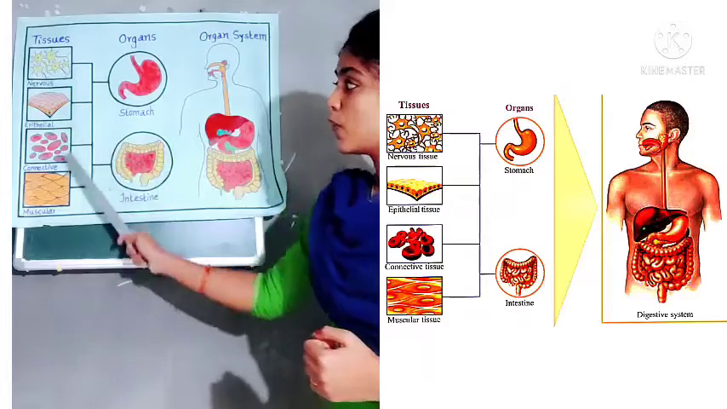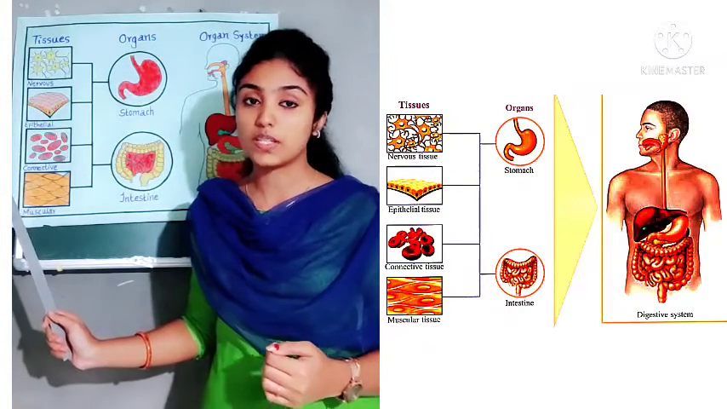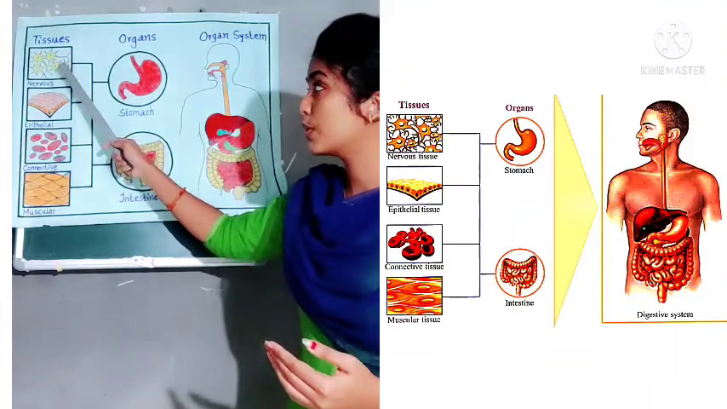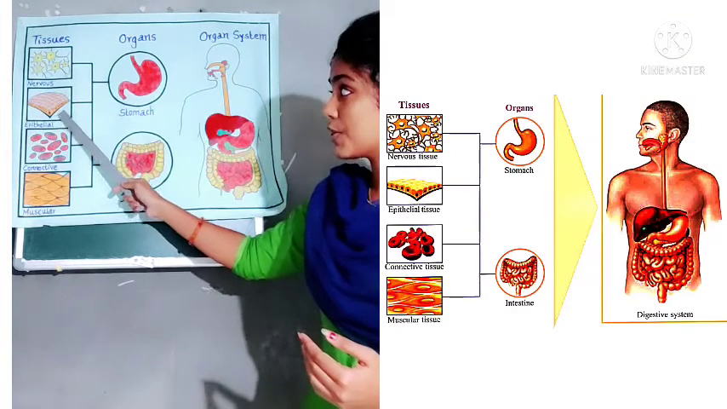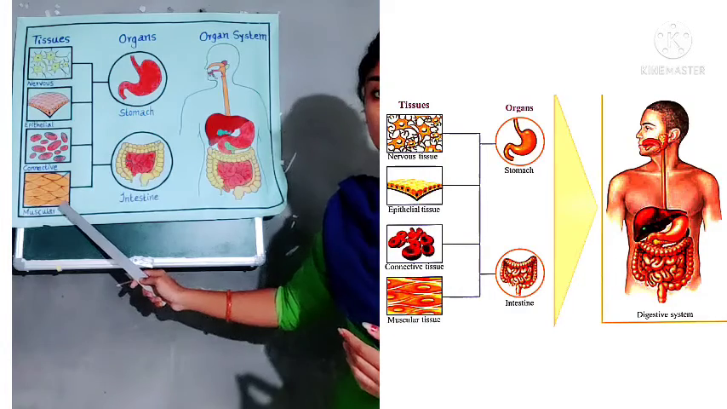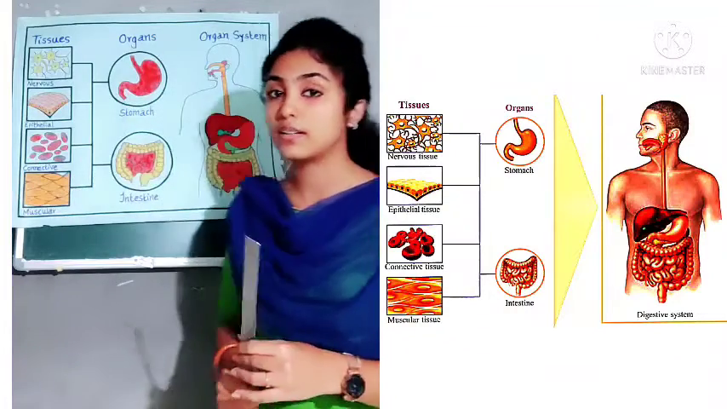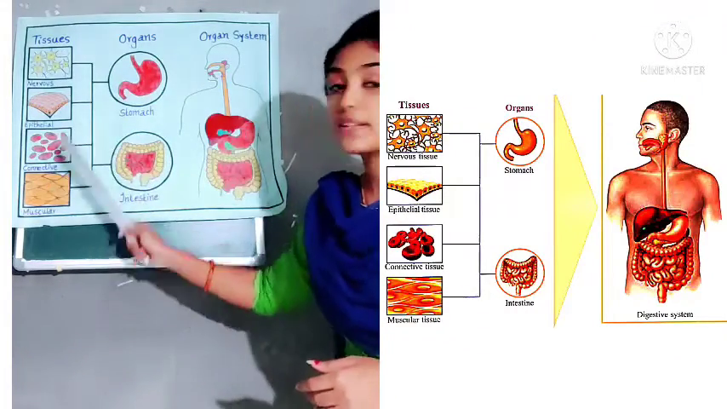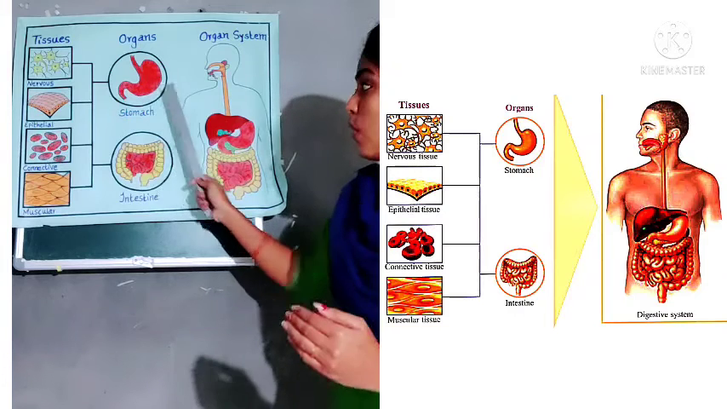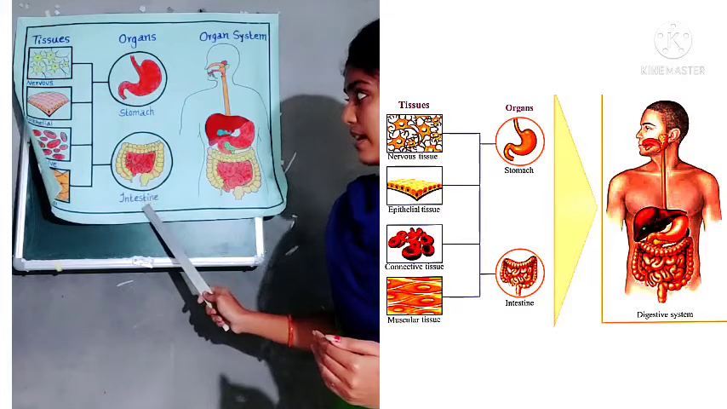So here you can see 4 types of animal tissues which we have already studied in the beginning of this chapter. So which are they? The first one is nervous tissue, then it is epithelial tissue, then it is connective tissue, and it is muscular tissue. So what happens if these tissues combine together? These tissues combine together to form organs. So here the example of 2 organs are given. Which are they? Stomach and then intestine.